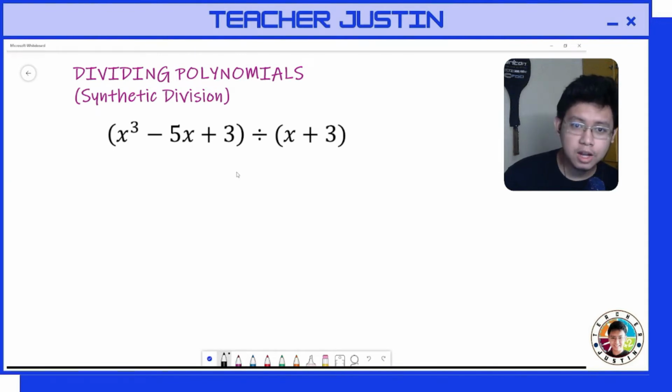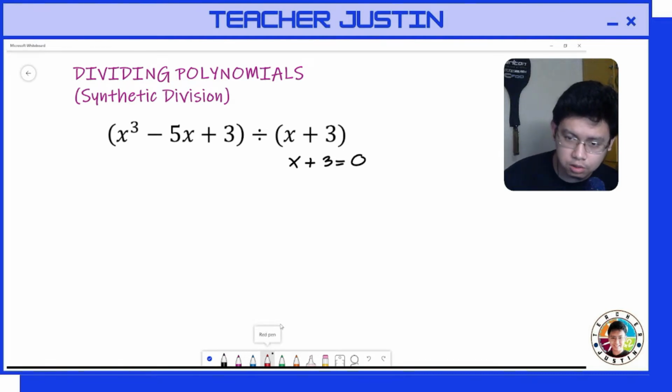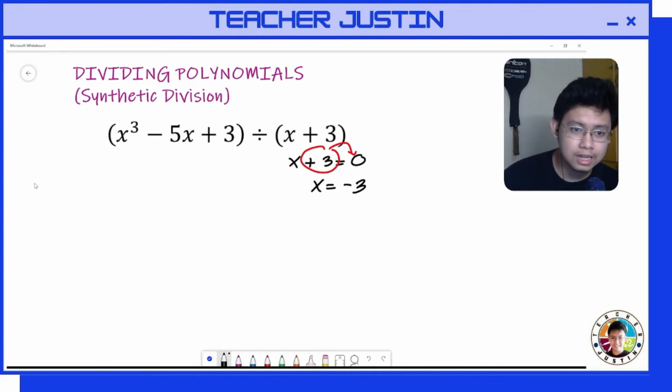In dividing polynomials using synthetic division, our first step is to equate our divisor to 0 and then solve for the value of x. So let's transpose positive 3 to the other side of the equation, giving us a negative value. So our value of x is equal to negative 3. So our divisor for this synthetic division will be negative 3.